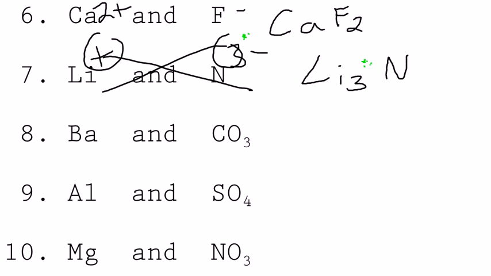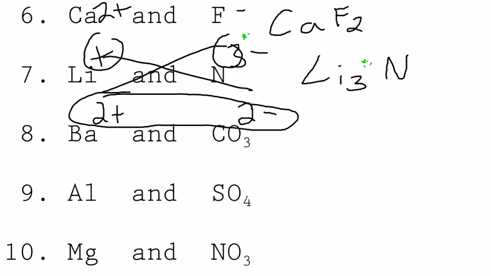Now, let's try it with a polyatomic ion. Polyatomic ions work the same way. They may look different, but we're still just trying to balance out the charges. So barium is in group 2A. It's got a 2+ charge. Carbonate, hopefully you remember, has a 2- charge on it. So these two are already equal to each other. We don't have to do anything particularly special there. Since they already cancel out, we don't have to multiply anything, and we get just BaCO3.